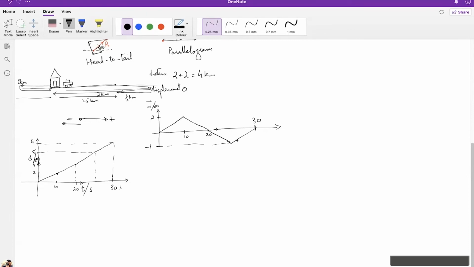Got it? So overall, how much distance have you traveled? 6. How much displacement have you traveled? 0. And do you get it? Everybody? Any questions on that? That how displacement and distance are related? Distance just keeps on adding. Displacement is adding and subtracting based on where you're headed. Okay? Any questions for this?